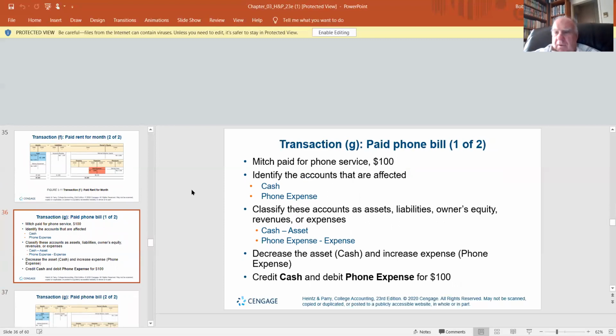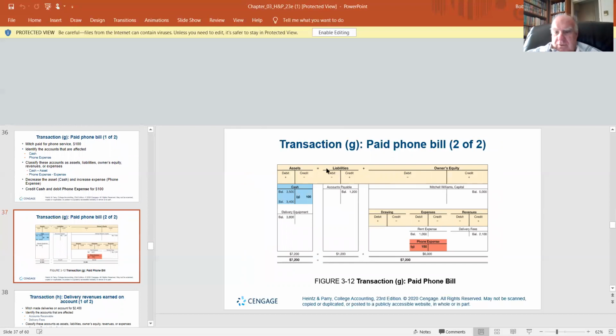Paid $100 phone bill. This company calls it telephone expense. If you're not interested in tracking your telephone expense, maybe you can just throw it into utilities expense. But most companies, of course, have a telephone expense account, okay? And again, we are increasing the phone expense and reducing the cash. And our umbrella just has a new item in there, huh? Cash down 100, expense up 100.